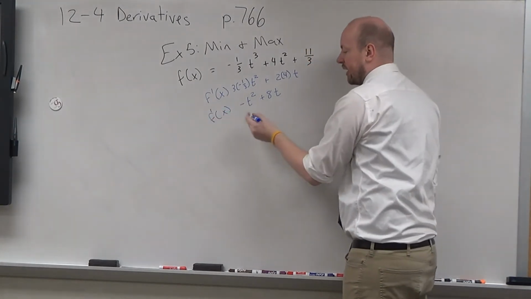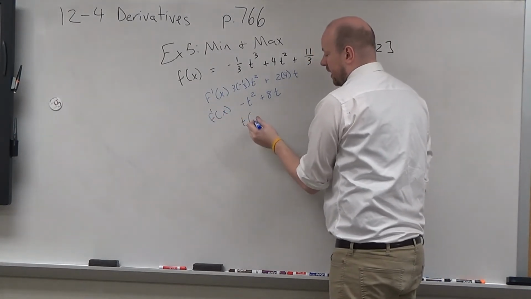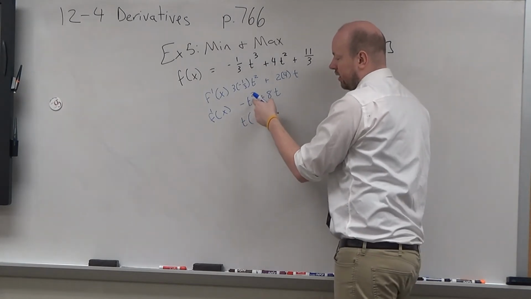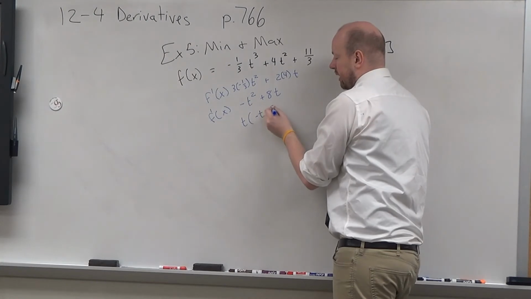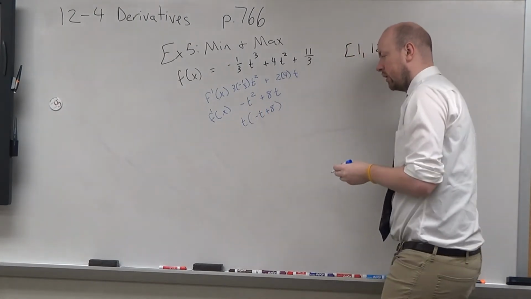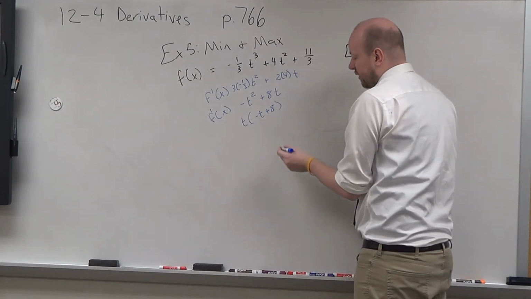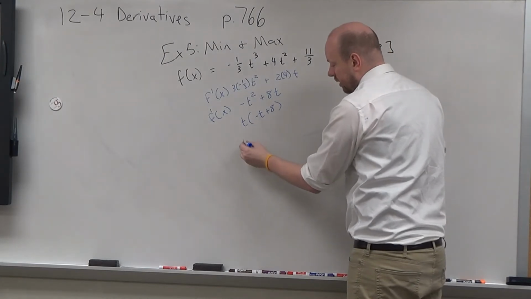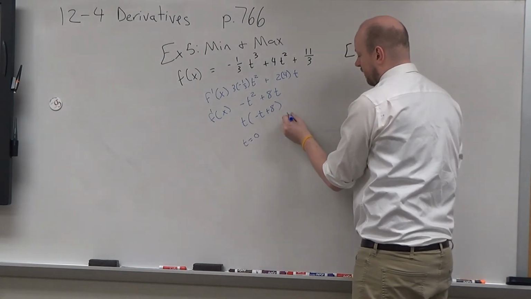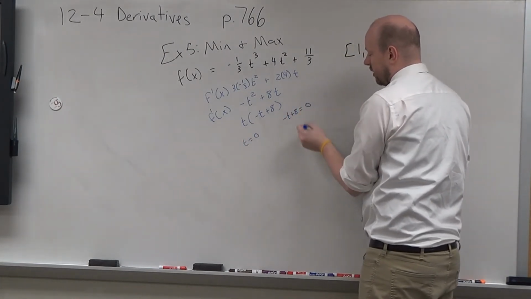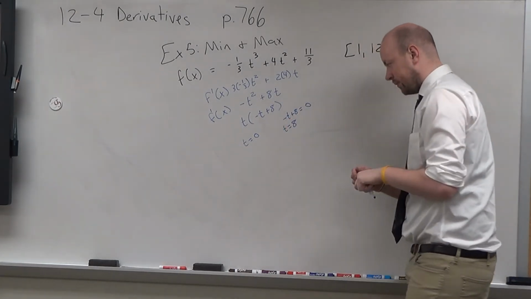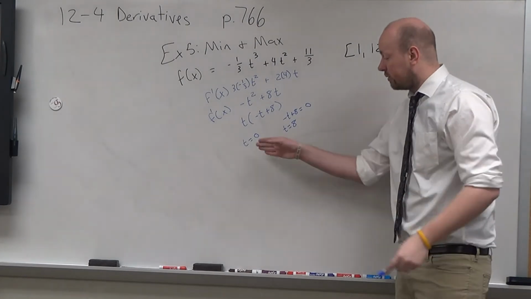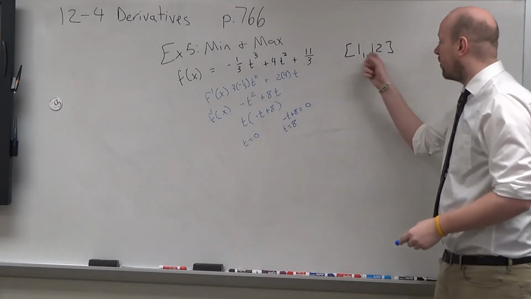Yes, there's a t, so I can factor out a t. So I get t squared divided by t, which is t, times negative t plus 8. And then I can set each of those equal to 0, so my critical points would be t equals 0 and negative t plus 8 equals 0, plus t, so t equals 8. Okay, so my critical points are 0 and 8, and my interval is 1 to 12.